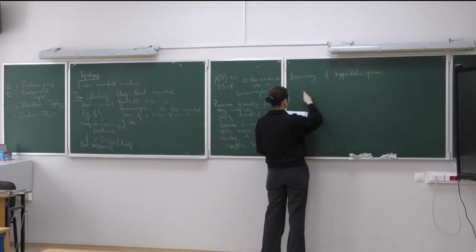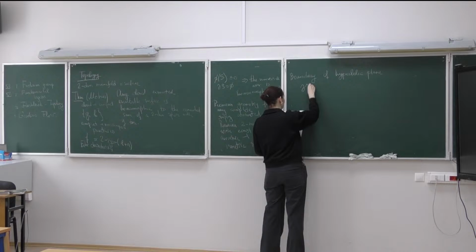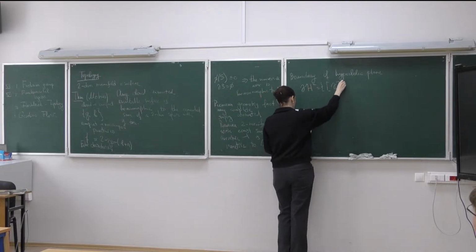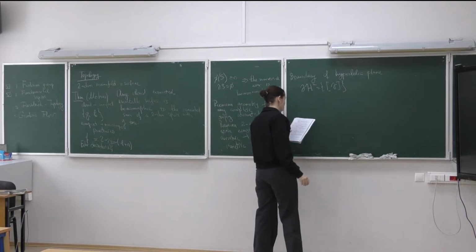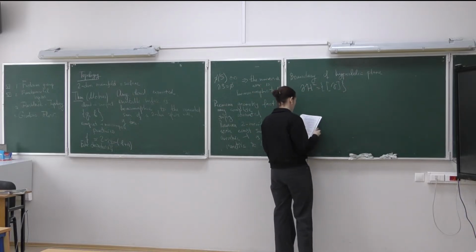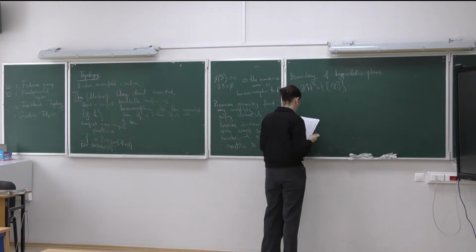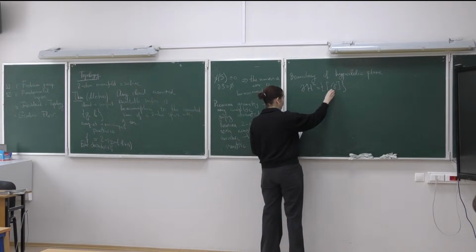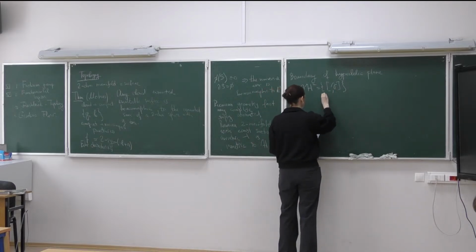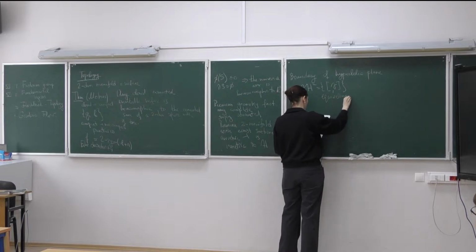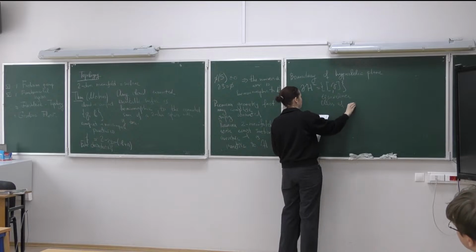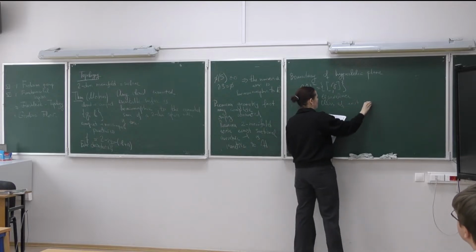So, boundary of a hyperbolic plane is given by the equivalence class of a unit speed geodesic rays. So what does it mean to be simply connected? Yes, in essence, yes. So it's an equivalence class of unit speed geodesic ray.